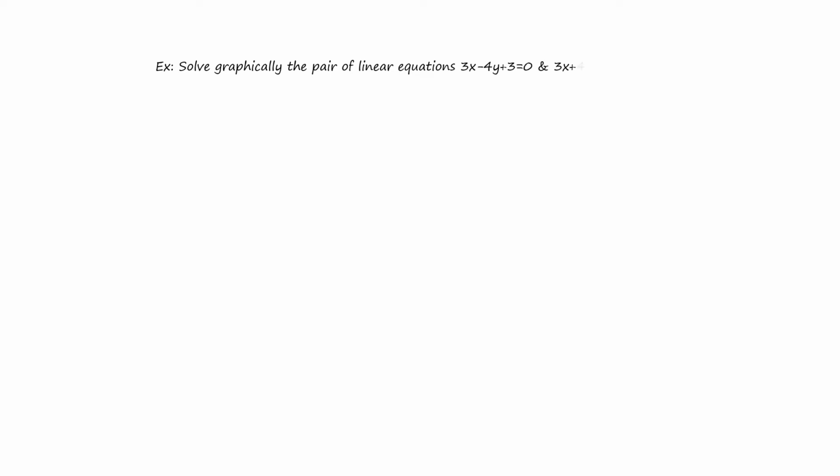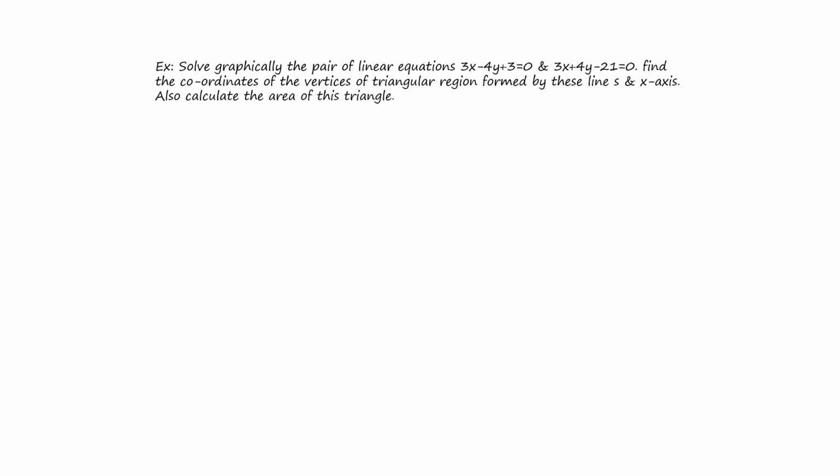Solve graphically the pair of linear equations 3x - 4y + 3 = 0 and 3x + 4y - 21 = 0. Find the coordinates of the vertices of the triangle, a triangular region formed by these lines and the x-axis. Also calculate the area of the triangle.